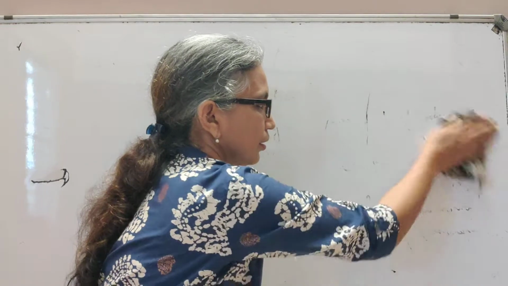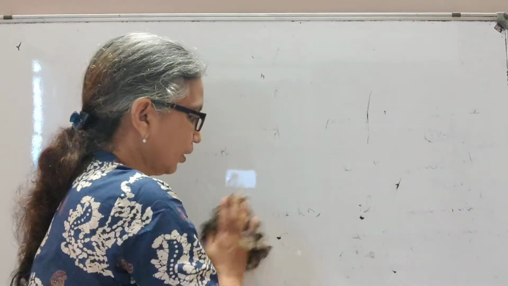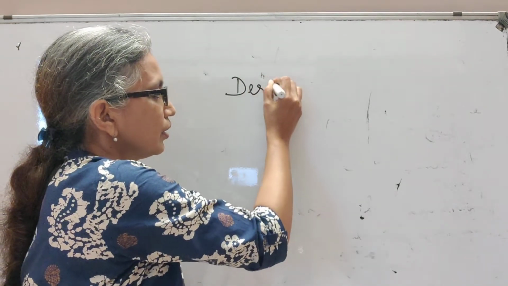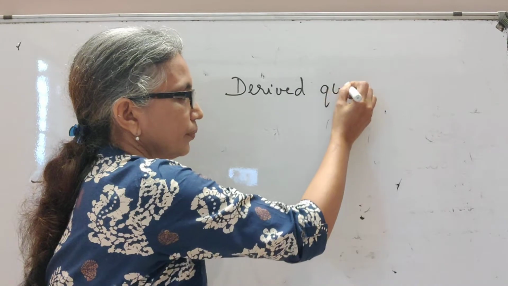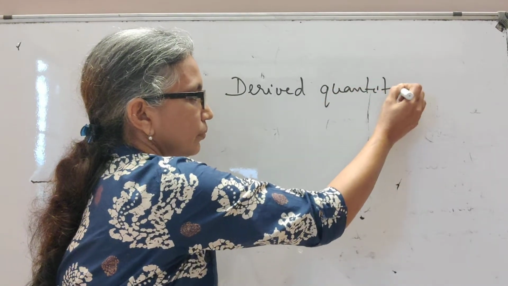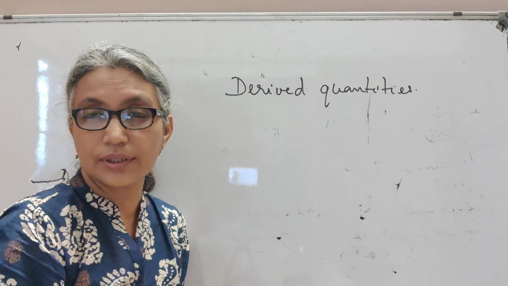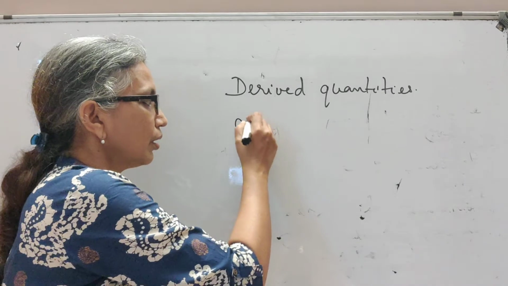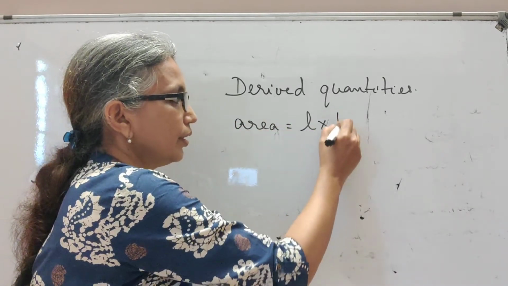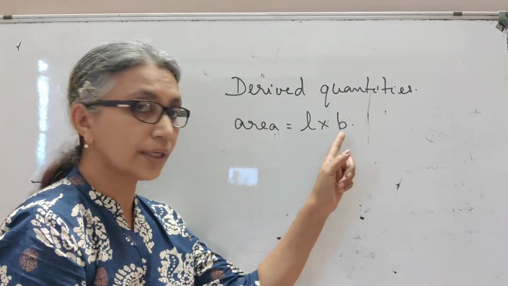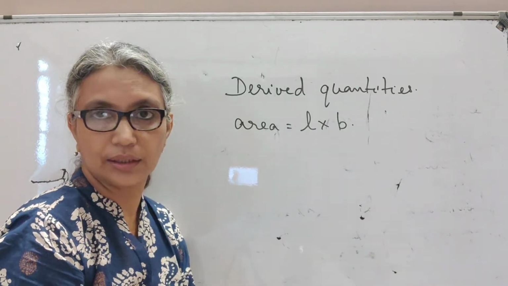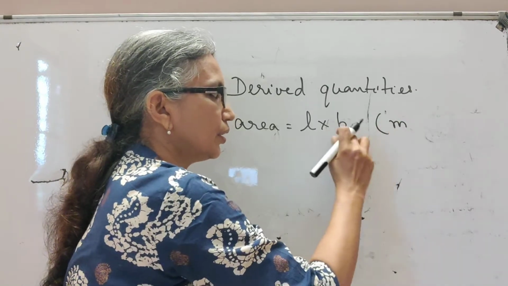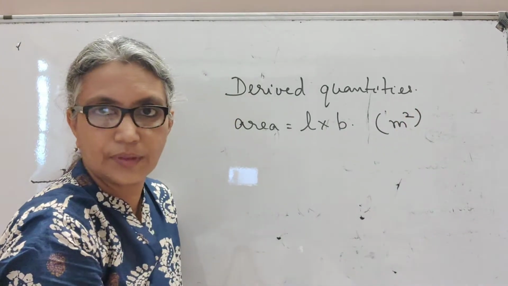Let's look at area. Now, area of a rectangle, as you know. So we are now going to discuss derived physical quantities. Let us look at the area of a rectangle. Area, we know, is length into breadth for a rectangle. Both length and breadth come under the base quantity length. Because you're multiplying the two, you have its SI unit as meter into meter, which will be meter square.